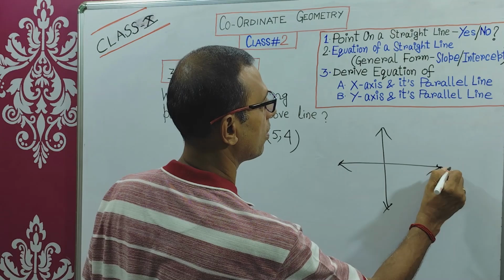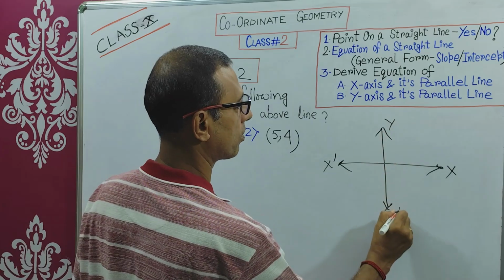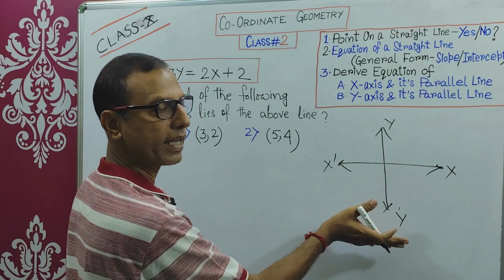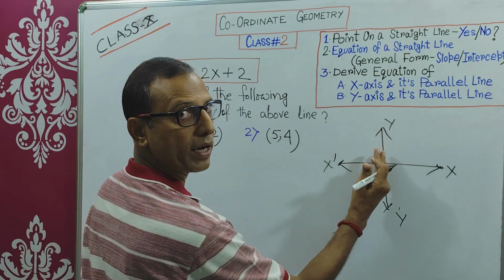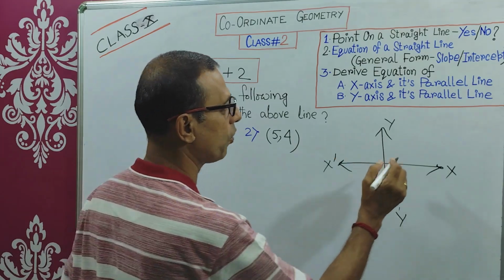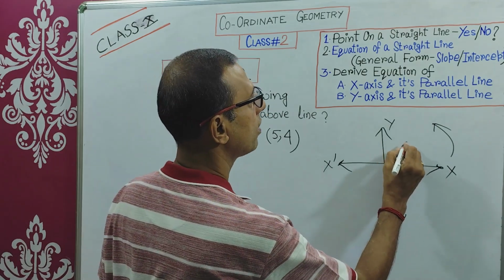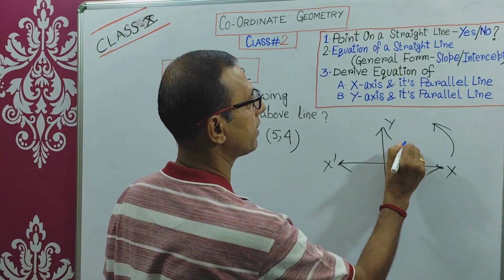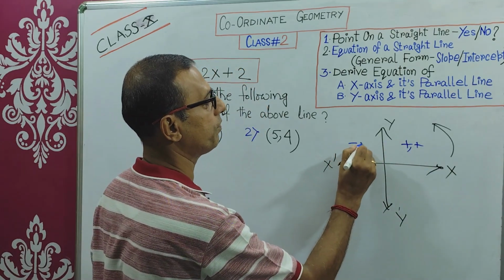So that is a two-dimensional plane, x and y. Above the x-axis, y is positive, below the x-axis, y is negative. Similarly, right side of the y-axis, x is positive, and left side of the y-axis, x is negative. Therefore, if you move in the anti-clockwise direction, what will be the signs of the x and y coordinates? Here, in the first quadrant, x is positive, y is positive, both are positive. In the second quadrant, x is negative, y is positive.